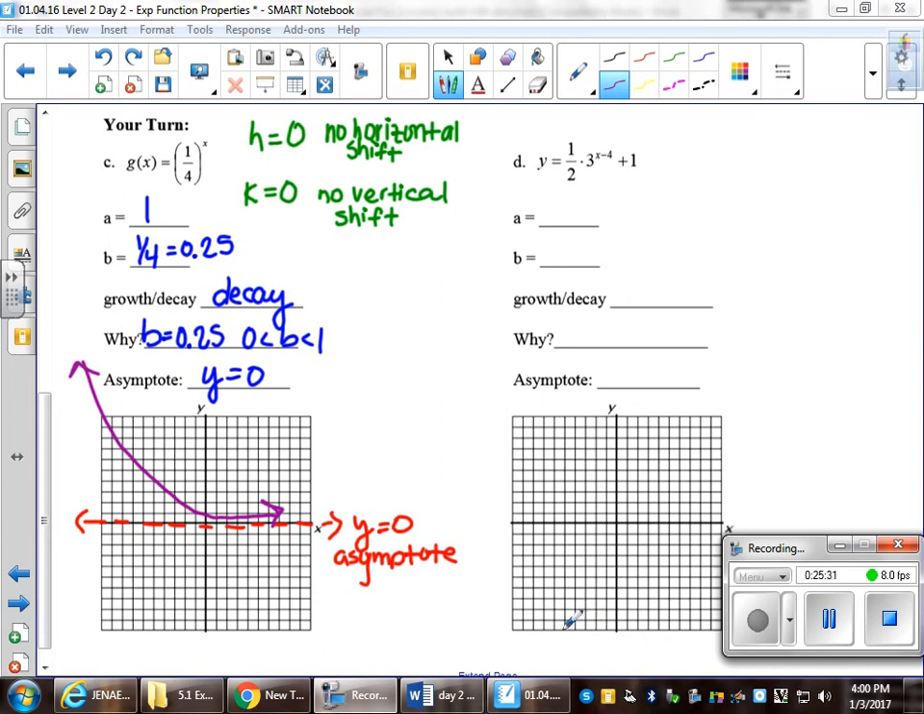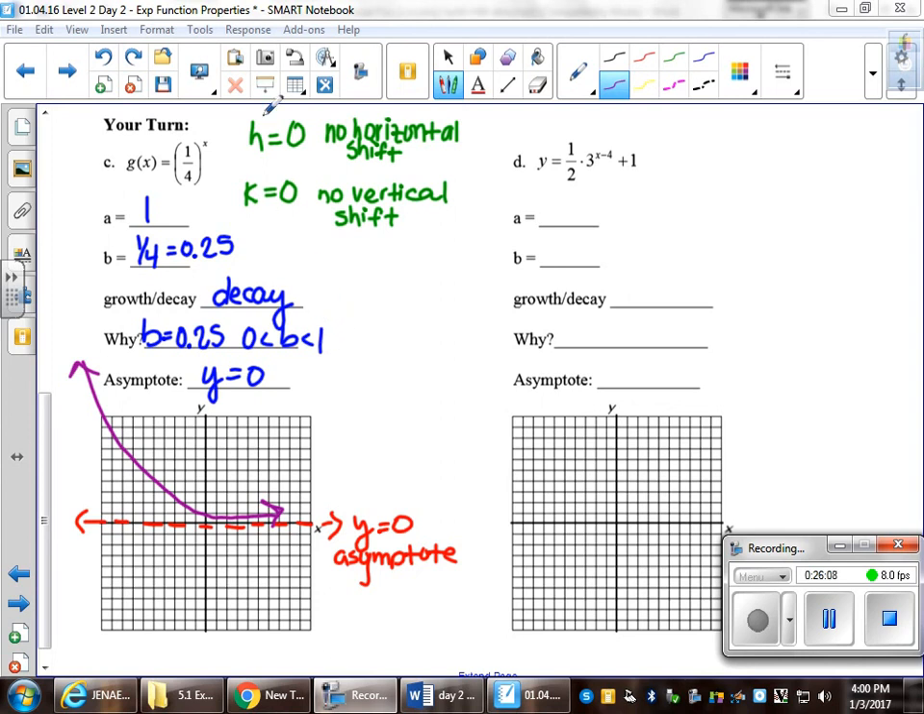Here's my work for C. So go ahead and pause if you want to take a second to compare. I'm going to talk step by step through how I got my answer. So first, I mentally say to myself, y equals A times B. So A has to be an invisible one right here that I don't see. A times B. So B is 1/4. I know that 1/4 is 0.25. That tells me that this is decay because B equals 0.25, and 0.25 is definitely between 0 and 1.